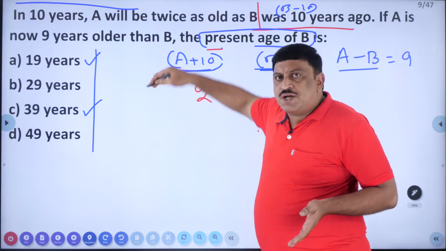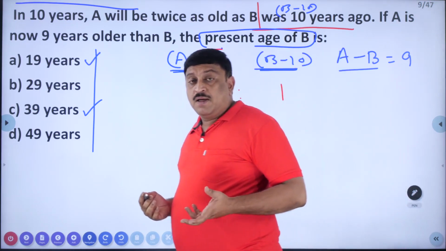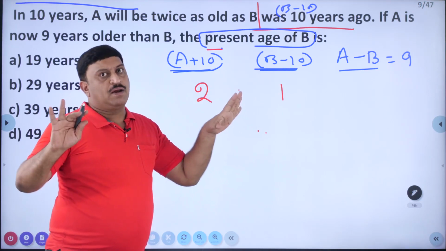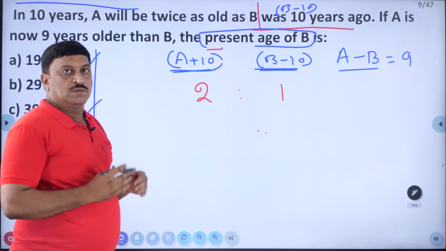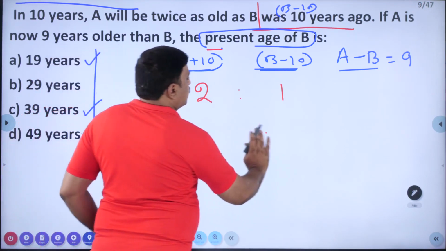It is not the present age of A, it is not the present age of B, but A's age after 10 years and B's age before 10 years are compared. We can't write anything here also. Okay. This is 2 times of this one.